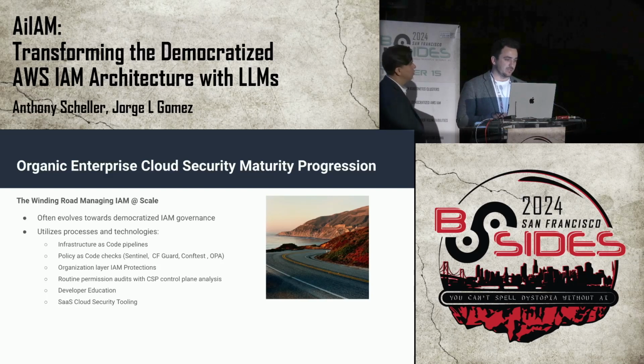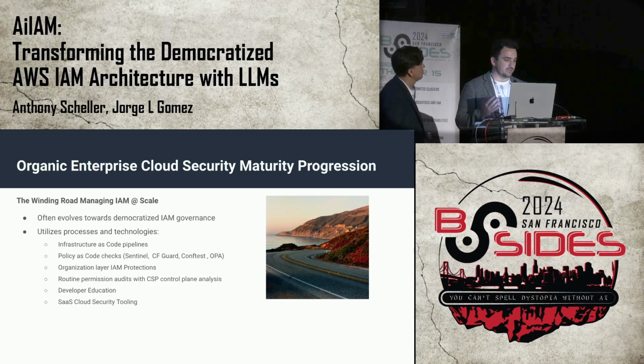And so, going further through the list, security teams will also do routine permission audits with cloud service provider control plane analysis, and then developer education, right? As we know, in this decentralized model, where you're moving infrastructure management and creation out to the developers, having them understand the gravity of the configurations in the infrastructure that they're creating and making sure it's secure is critical.